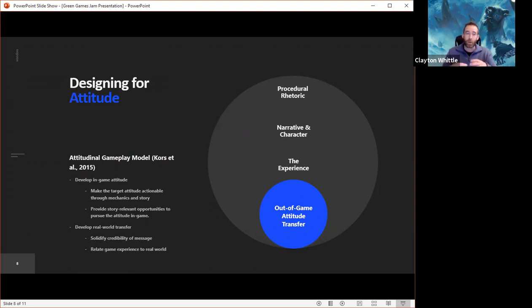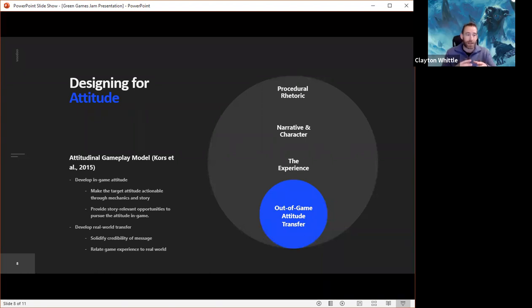One thing that we need to keep in mind when we're designing for environmental attitude is that in-game attitude does not always transfer to out-of-game attitude, much less out-of-game behavior. A researcher named Coors and some colleagues in 2015 designed a wonderful model that if anyone's interested in, you can email me and my information's available at the end of the presentation. I'd be happy to send you the details on it. But what it breaks down into is that if we want people to feel a way out of the game, we need to first empower them within the game to explore the attitude through mechanics, act on the attitude in a way that is impactful to the narrative and has consequences, either mechanically or narratively or to their character specifically. And then we need to work on transferring that out of the game by establishing a credibility of the message.